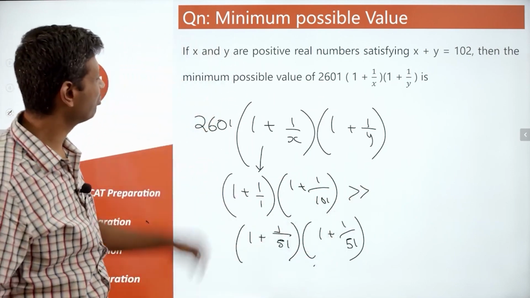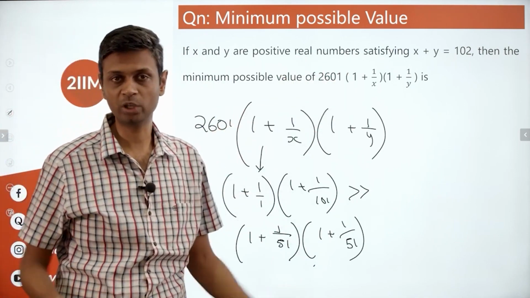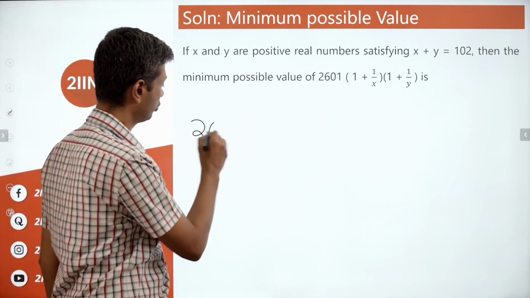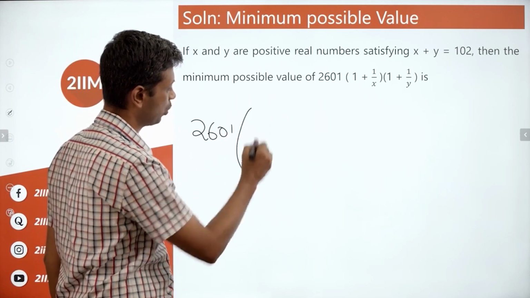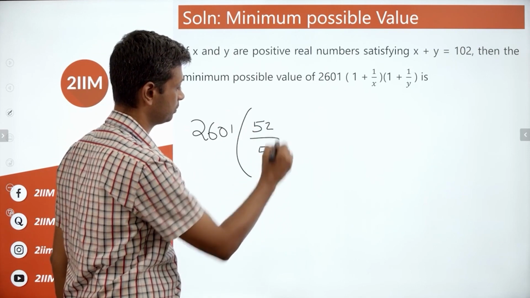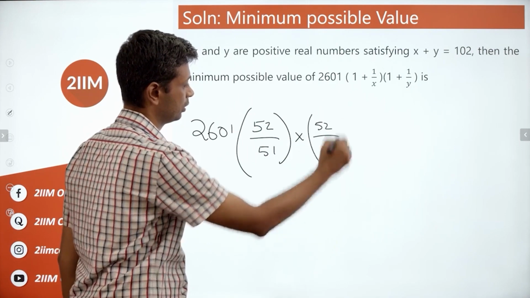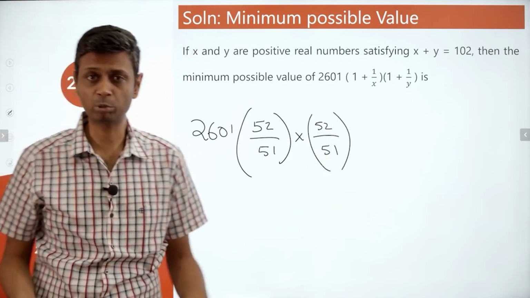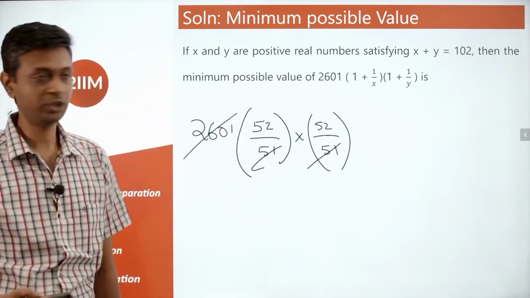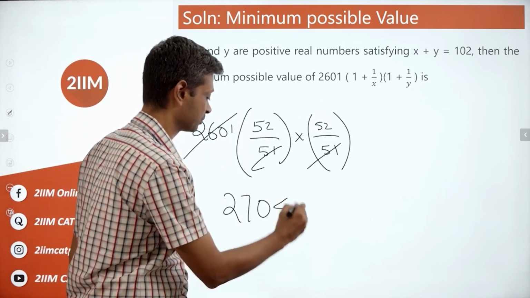Or we want to find the minimum possible value. The way to go about it, plonk x as 51, y as 51, both equal. We are good to go. How do we do that? Let's look at that. Put x as 51. So looking at 2601 into 1 plus 1 by 51, or 52 by 51 into 52 by 51. 1 plus 1 by 51 is 52 by 51. 51 into 51, funnily enough, is 2601. 52 into 52, you should find that, but I happen to know that it is 2704.